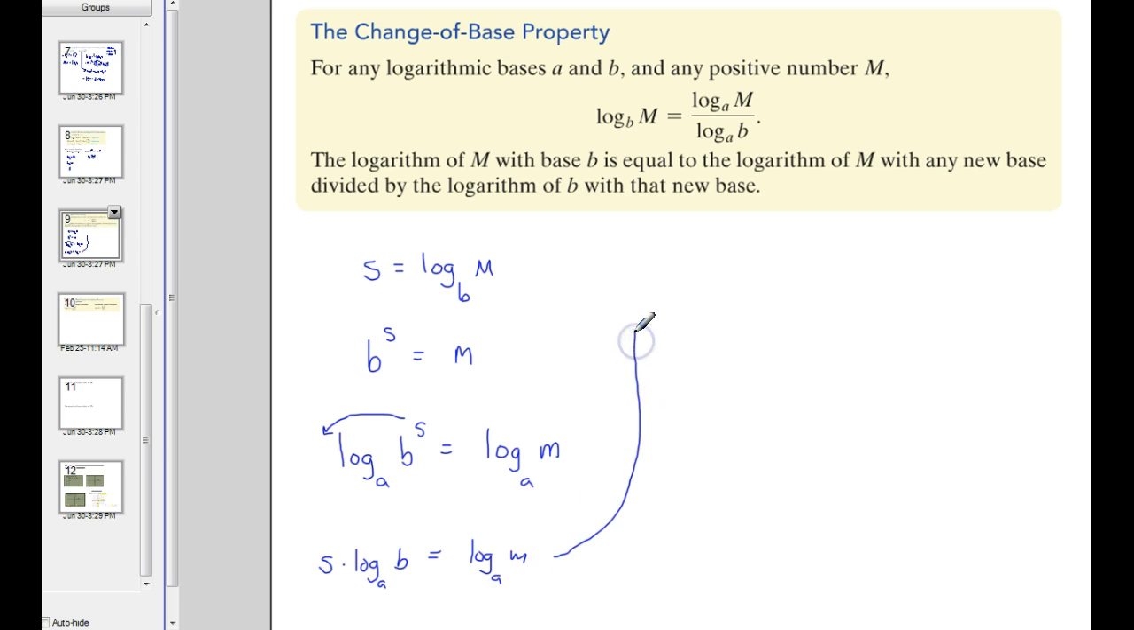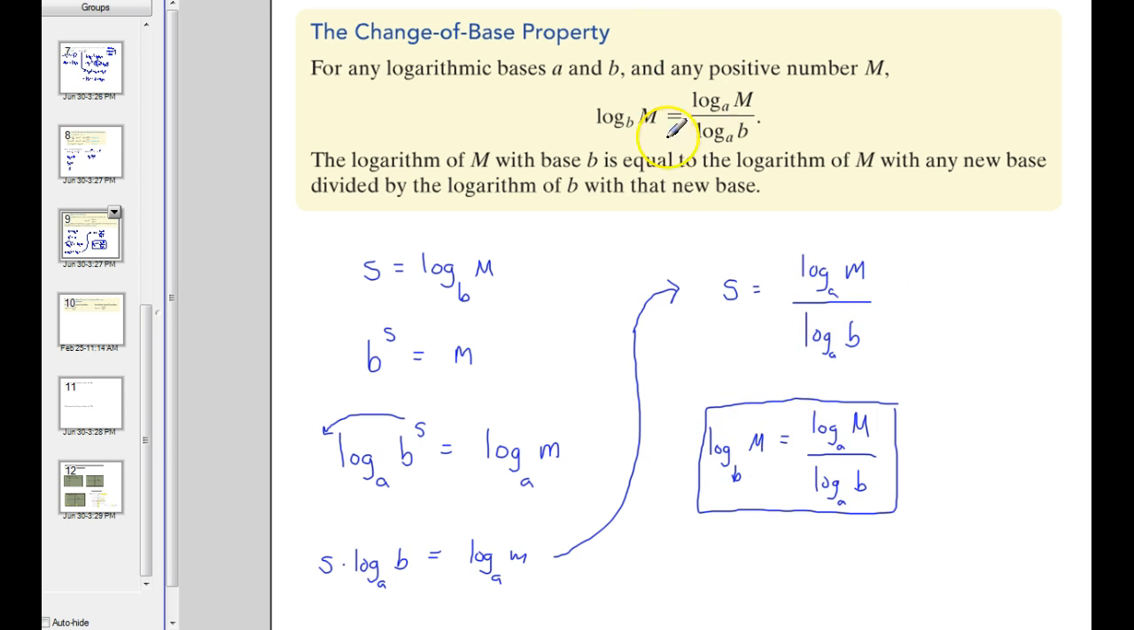Alright, and then to finish it up, I'm going to divide both sides by the log base a of b. I'm going to isolate s. So we're right back to s equals the log base a of m. If I divide both sides by the log base a of b, this is going to be on the top over here. So log base a of m over the log base a of b. And then finally we're going to switch s back with the log base b of m. So this is s. Now that becomes the log base b of m. And it's equal to this. Okay, and so there's where that property comes from.